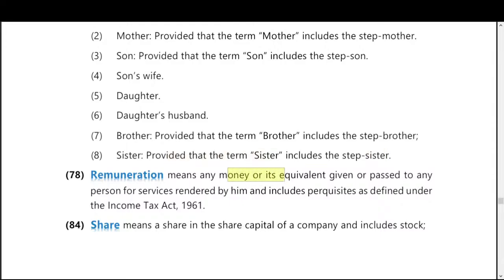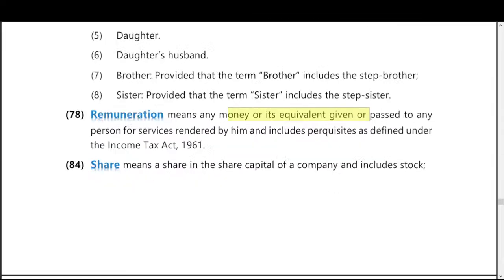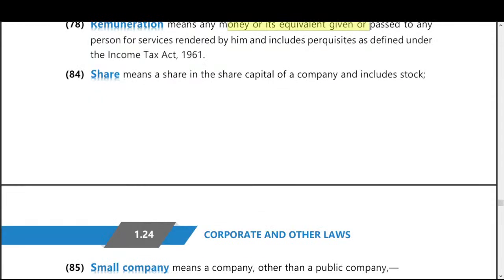Remuneration means any money or its equivalent given or passed to any person for services rendered by him and includes perquisites as defined under the Income Tax Act 1961. Shares means a share in the share capital of the company and includes stock.